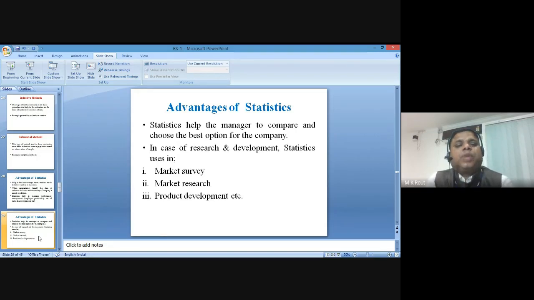The next part is that in case of research and development, statistics is used in market survey, market research, and product development. As you know, have you heard of the earth moving equipment made by the Tata Group? Tata Hitachi earth movers are very much famous for earth moving equipment. In our day-to-day life, a large number of earth moving equipment work between Cuttack and Bhubaneswar, the twin cities. They are specially involved in construction work.